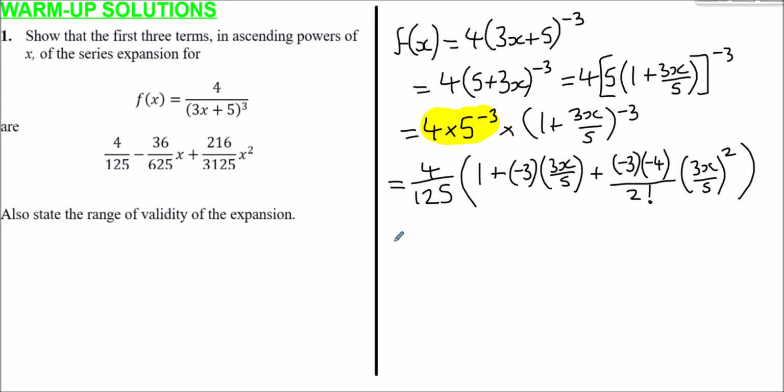So we can neaten this up. So we're going to have 4 lots of 4 over 125. Now this here, minus 3 times 3/5, that's going to give us minus 9 over 5 x.